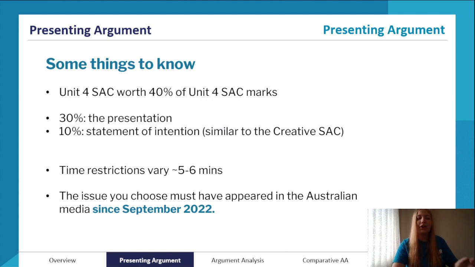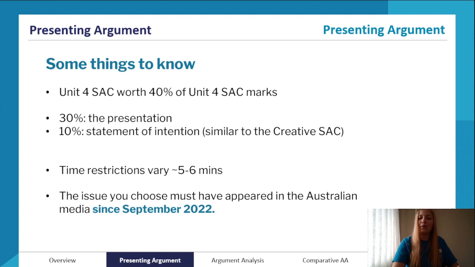So important to know that this is your Unit 4 SAC. It's going to be worth 40% of your Unit 4 SAC marks. And 30% of this is coming from the actual presentation, both the written up oral that you have as well as your delivery, and another 10% coming from your statement of intention. This is very similar to what you did for the creative SAC. This is you justifying some of your choices, analyzing why you have chosen certain word choices and persuasive language techniques, and analyzing them in terms of intended effect and contribution to the argument, or both.